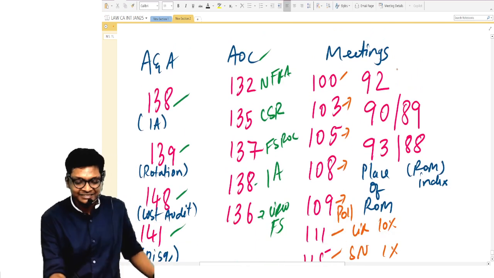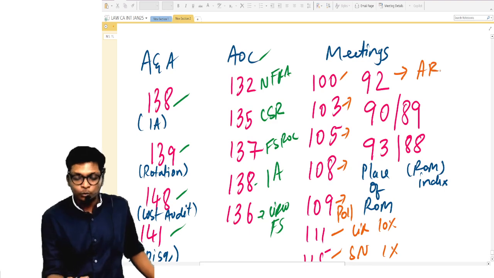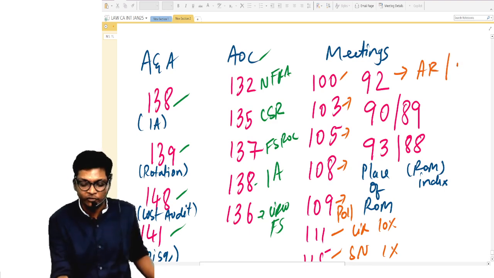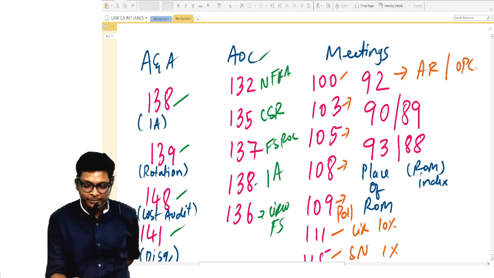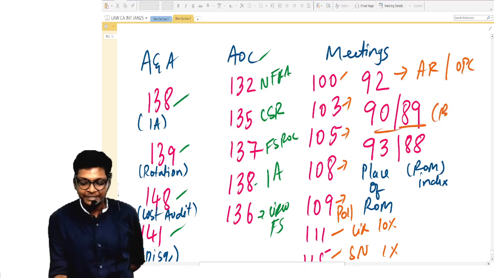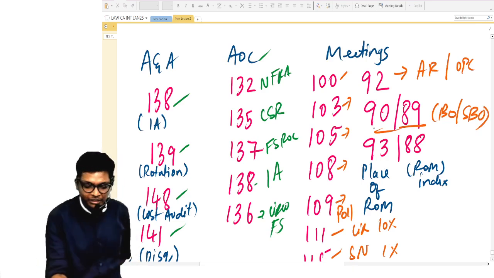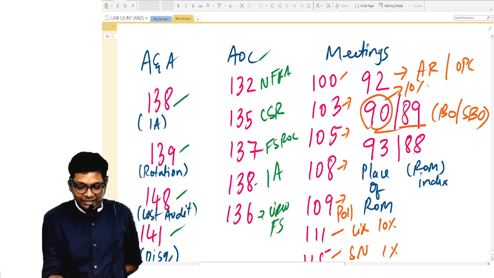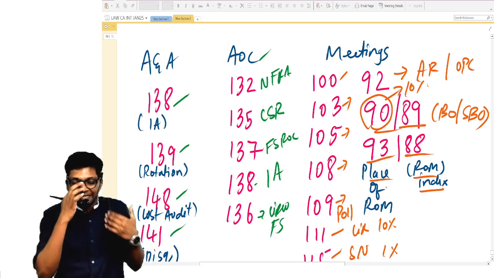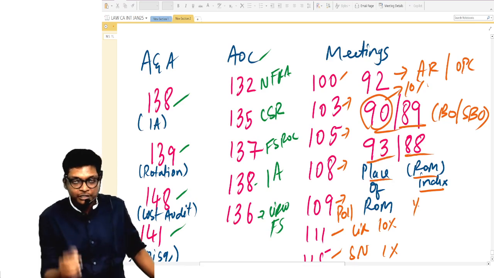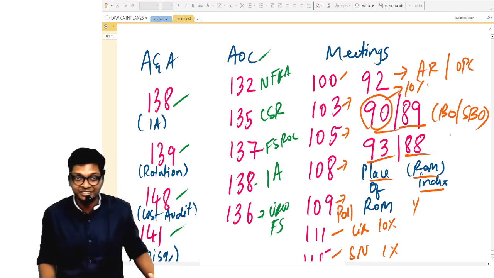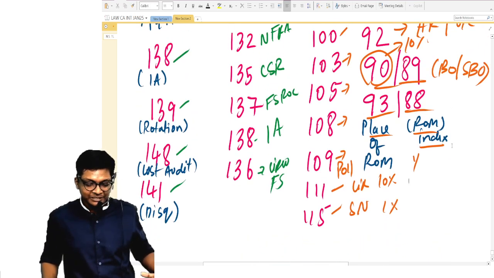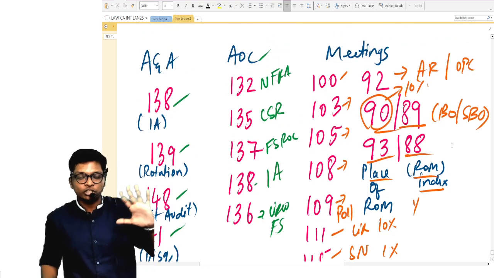All these are meetings. 92, very important, annual return limits. In this you should also check for 1% company what is the limit. 89 and 90 are basically beneficial owner and significant beneficial owner, which is very important. 90, amendment area, where they say that 10% comes in. 88, register of members, index limit, and 93, place of keeping the register of members. If 1/10 of people reside over there, you have to pass a special resolution. This is the meetings chapter. Quickly take a screenshot, guys.